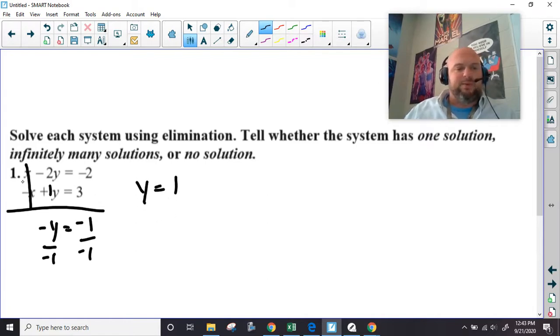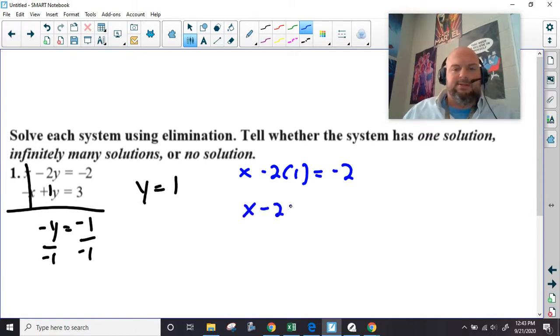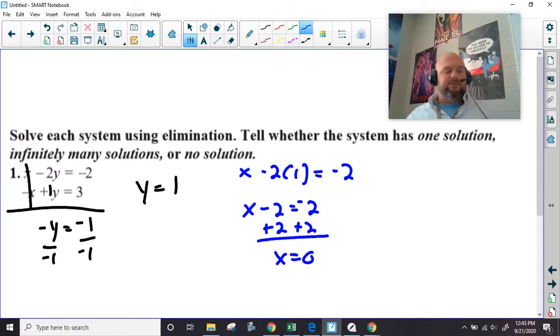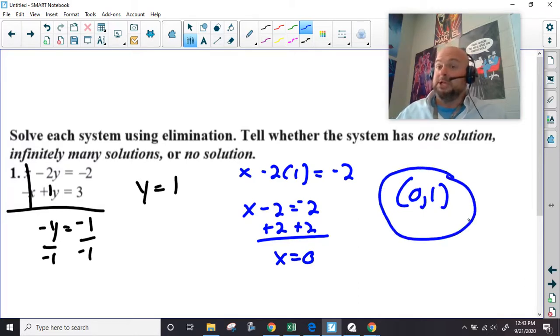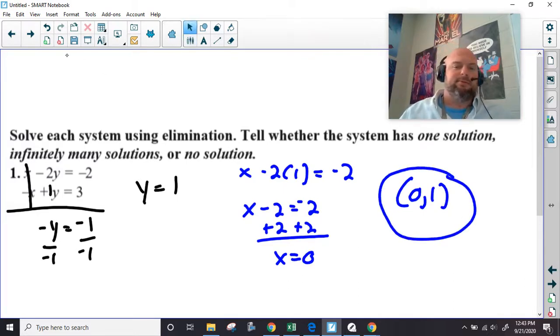Now, we could choose any of these to plug this into, top or bottom. I usually have students say use the top. So x minus 2 times, and all I'm doing is plugging in that 1 where the y is. x minus 2 equals 2, add 2. This is going to be kind of nice. x equals 0. Now, if you get an x or a y equal to 0, that does not mean it's no solution. Things can be a 0. All right. So our actual answer is this. Ta-da! So moving on.